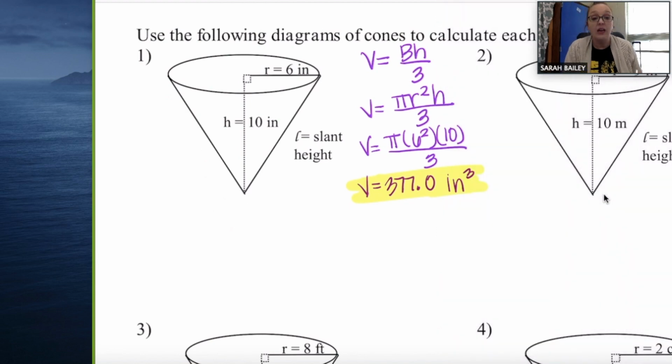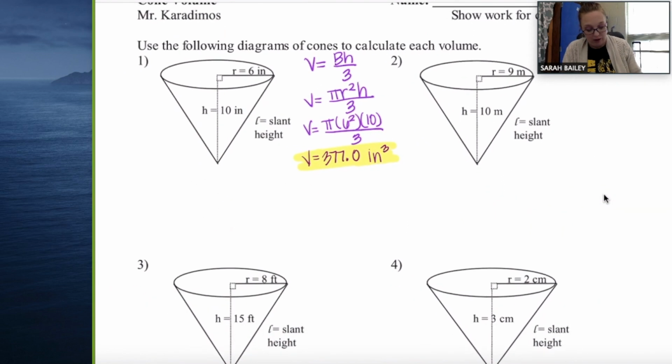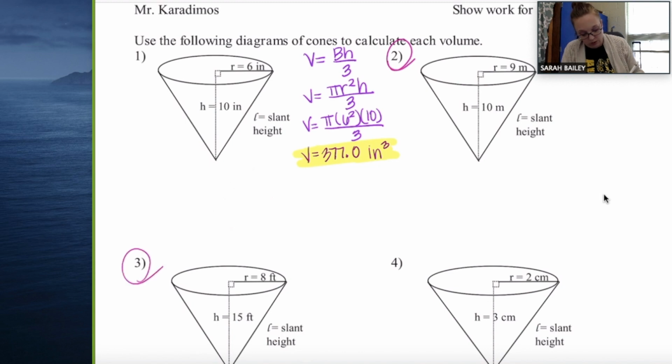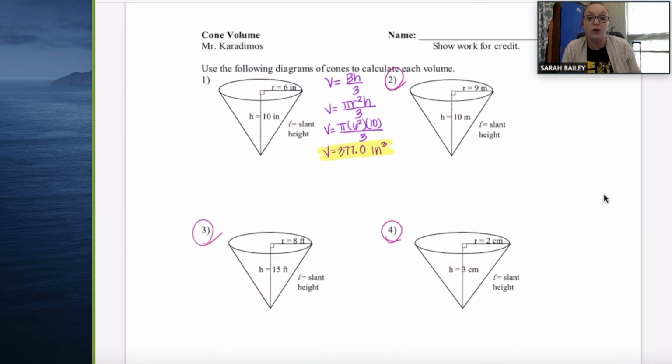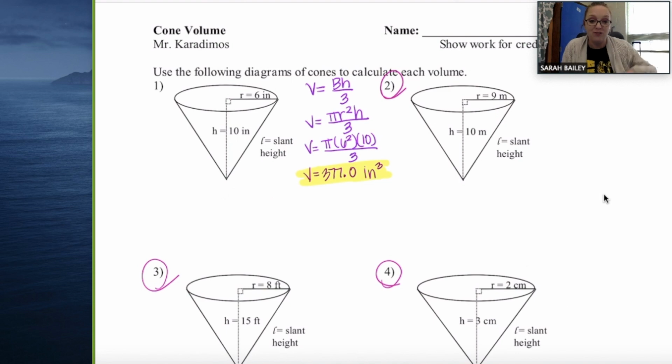Okay, now it's going to be your turn. I want you to do problems 2, 3, and 4. So pause the video and complete those now.